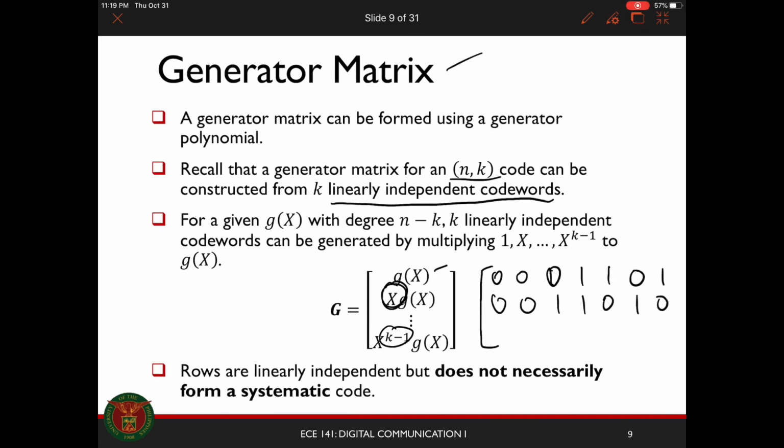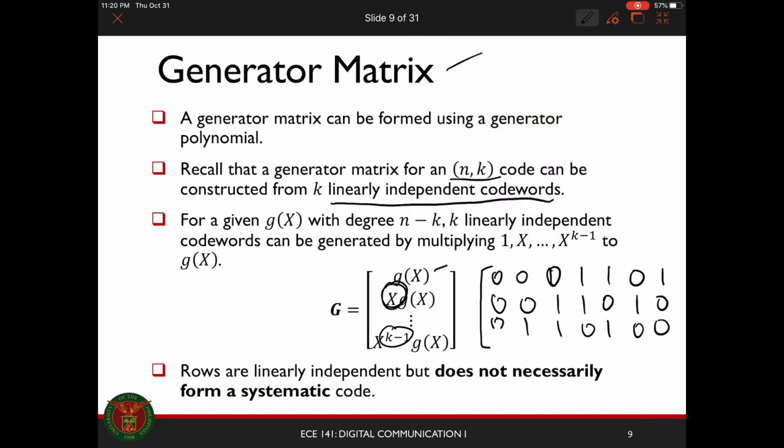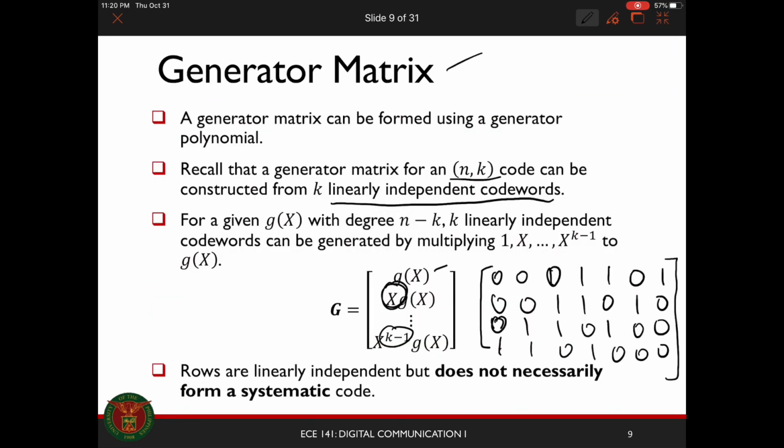You do the same with x squared, which gives 0, 1, 1, 0, 1, 0, 0, and then x cubed, which gives 1, 1, 0, 1, 0, 0, 0. And you get the (7,4) generator matrix for the code that we used earlier. So this is that code right here.